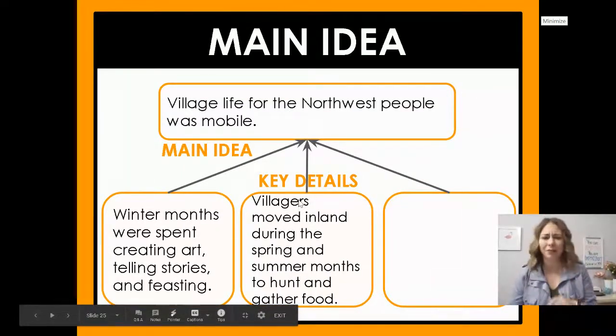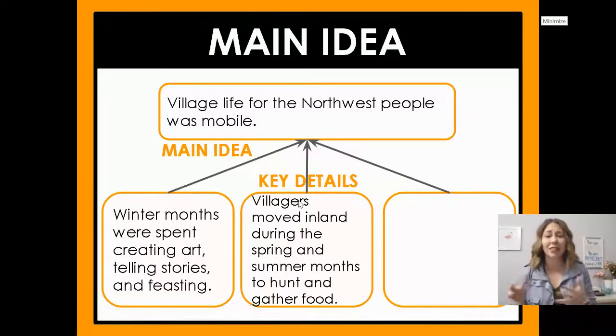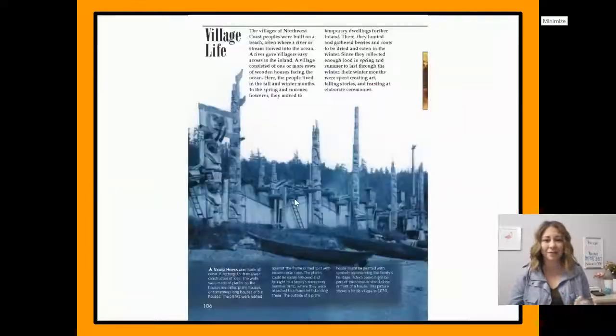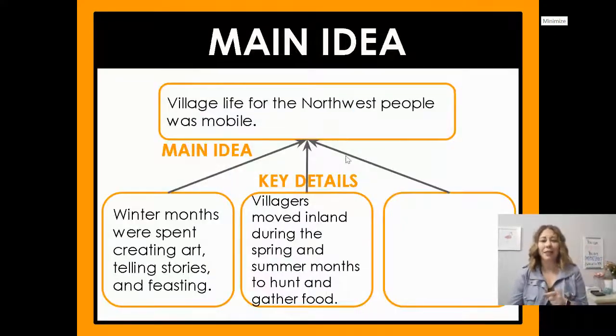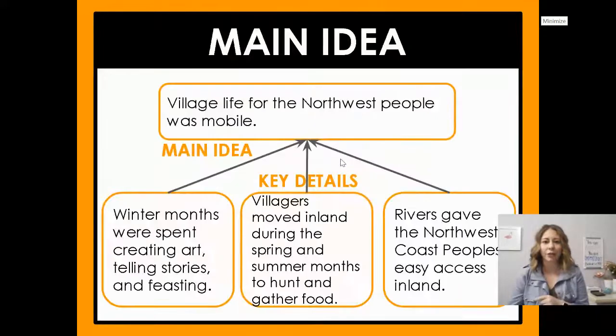And let's do one more. It's one more detail that supports that their life was mobile, that they were able to move from place to place. Well, we already said that they moved further inland, but how could they get there? Oh, wait, because right here it says a river gave them easy access inland. So that would help them to be mobile because they have that river there. So I'm going to use that as my third option. There it is. My third option is that they have that easy access inland.